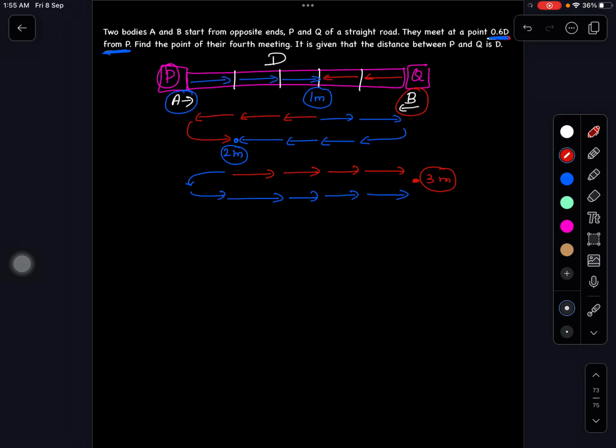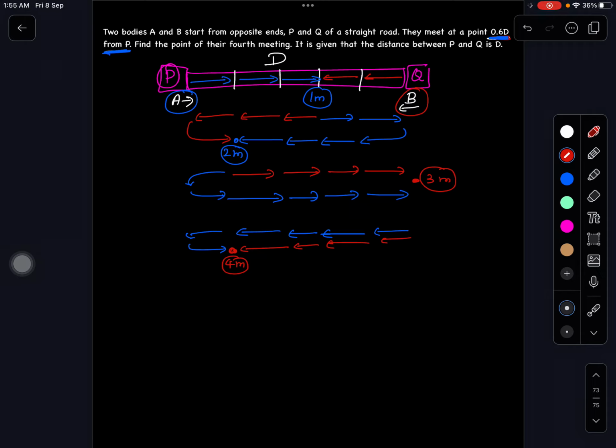After they meet here, both of them will return and start moving towards P. Every time A moves 3 units, 1, 2, 3, B would have made 2 movements, 1, 2. And once more, 1, 2, 3, B would have made 2 units movement. So this is where their fourth meeting is happening. So we have done this manually.